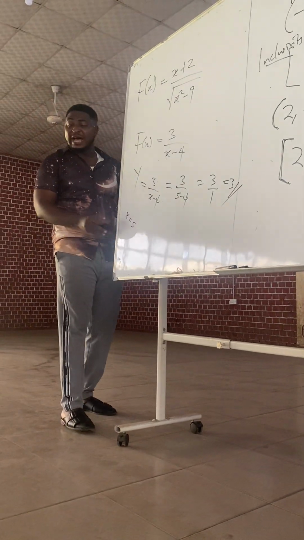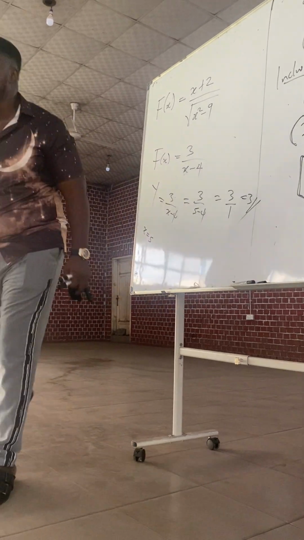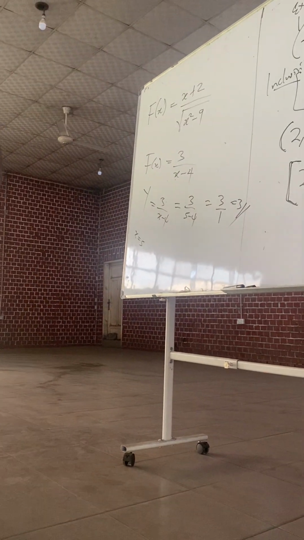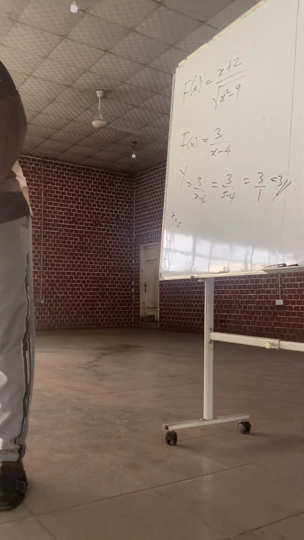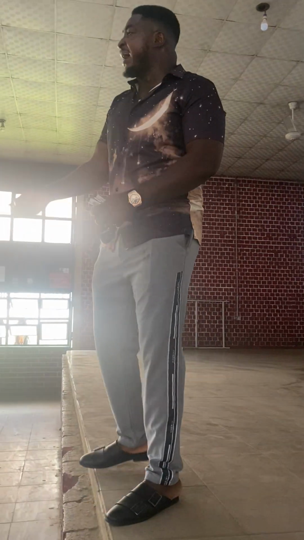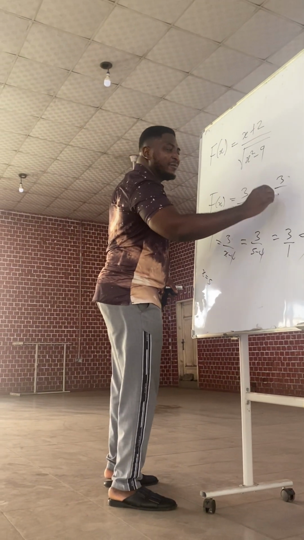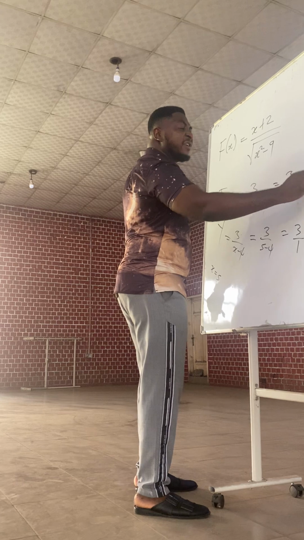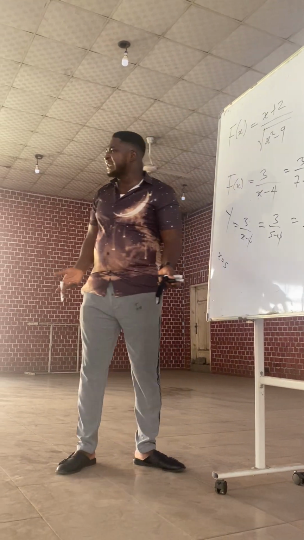So class, 5 is our domain because when you put it into the function, the function exists. But is it only 5 that's our domain? So if someone asks you what the domain of this function is, we don't just say 5, because not only 5 can make this function exist. 6 can make the function exist too. 7 can enter here and the function will exist. If I put 7 here, class, 3 over 7 minus 4, that is 3 over 3. You see, 7 gave us an answer.